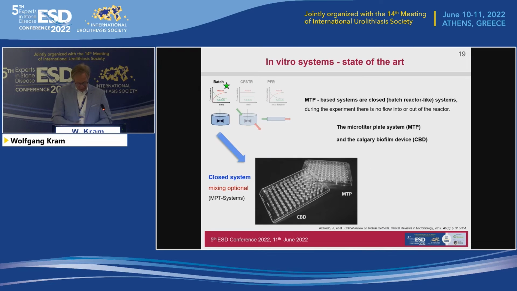And the microtiter plate system is a closed system, a batch system. An important advantage is the simultaneous testing of large series under different conditions. The disadvantage is the static medium. A release or influence of active substances cannot be tested.